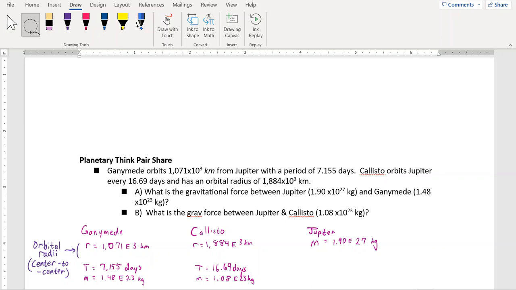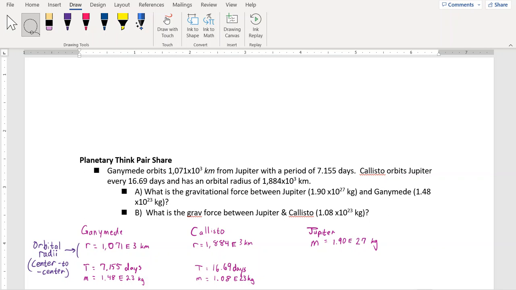This one is on planetary universal gravitation, as in universal gravitation, but on the planetary scale. So we're going to be dealing with some large numbers for mass, and finally, we're going to have some large numbers for forces, as opposed to the gravitational force between you and a pencil sitting next to you, relatively small.